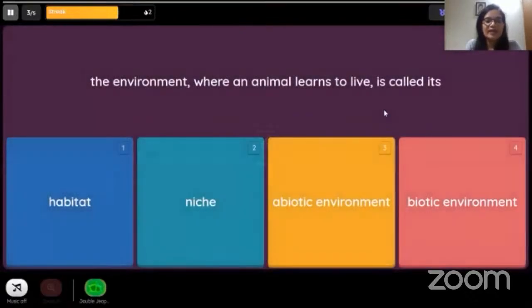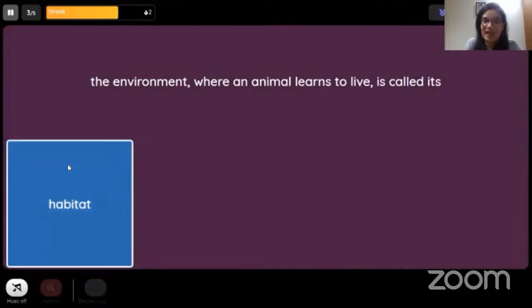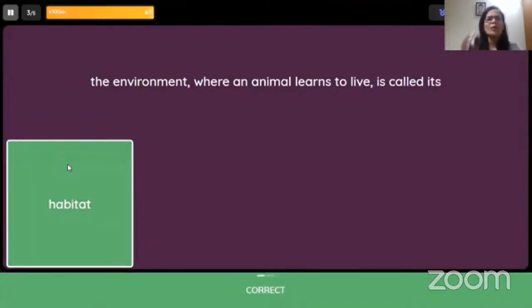The environment where an animal learns to live is called its habitat, niche, abiotic environment, biotic environment. So we haven't done abiotic and biotic. Niche is a very particular segment. So where animals learn to live is actually called a habitat. And that's what we've done today. Yes, I hope you all got this.